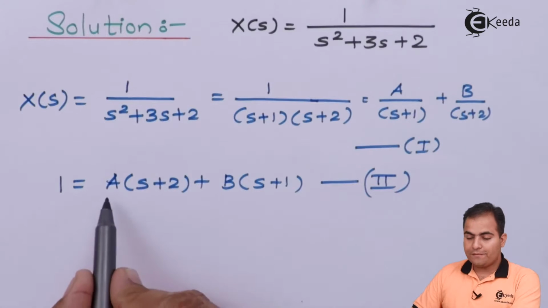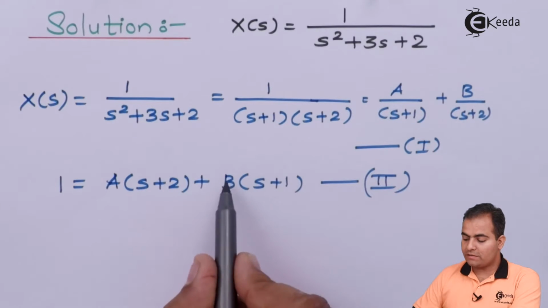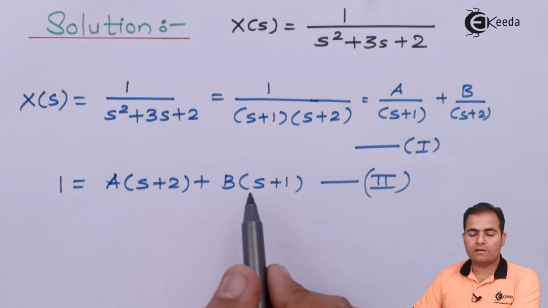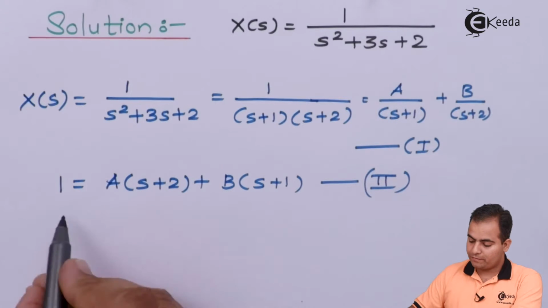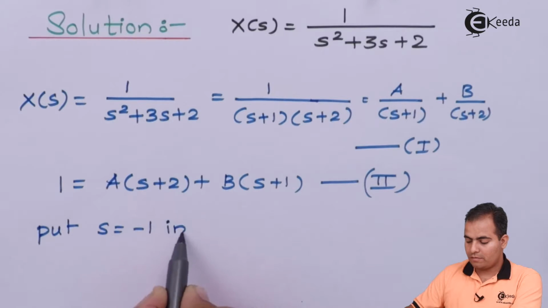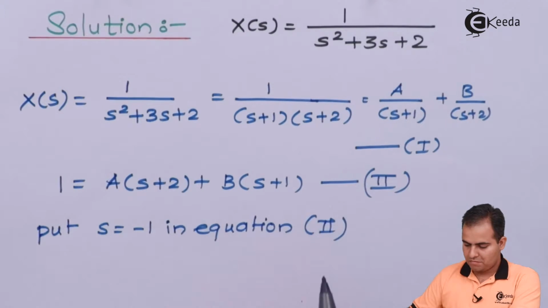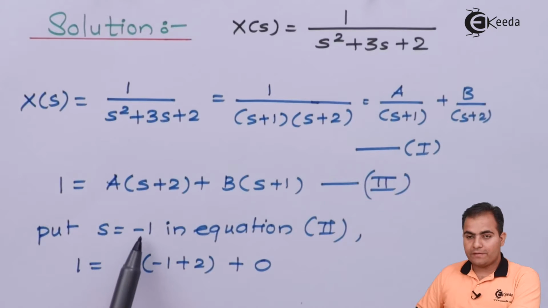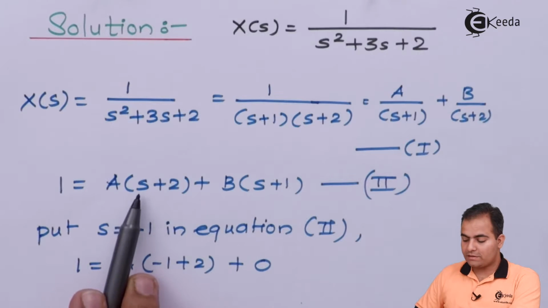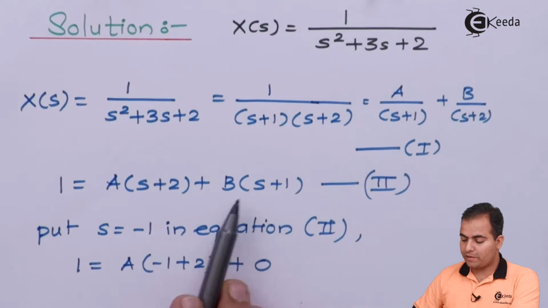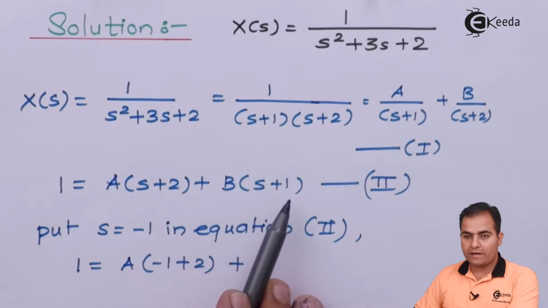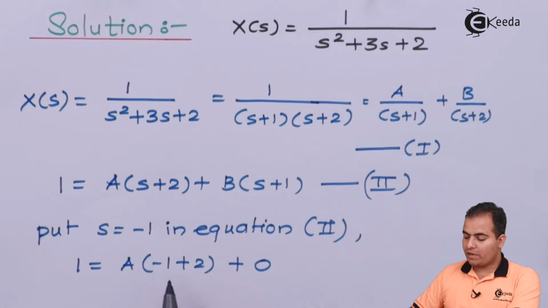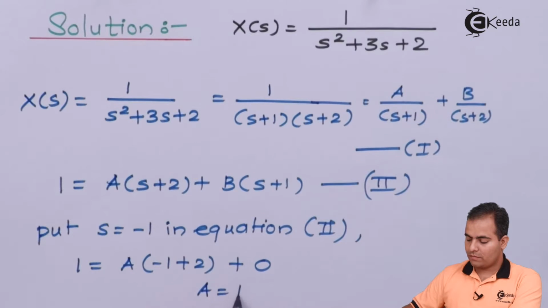Now if we want to calculate the value of A, then substitute s equals to minus 1, so that this bracket or this term will get cancelled, and the value of this whole product will be 0. Look here, if I substitute s equals to minus 1, this s is replaced by minus 1, and here also this s is replaced by minus 1. Minus 1 plus 1 is 0, so the whole bracket is 0, and 0 into B is also 0. Now 2 minus 1 is 1, so what we will get? A equals to 1.